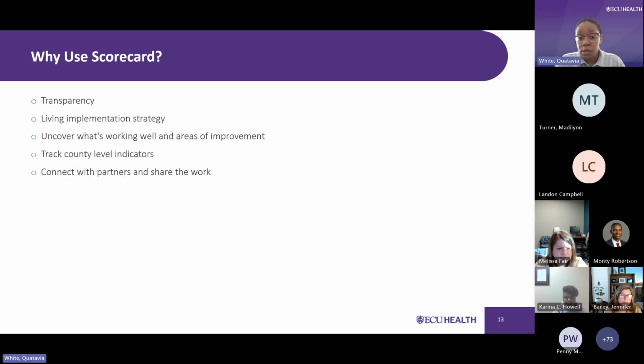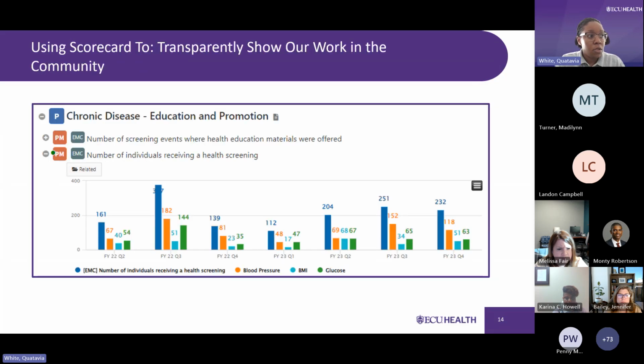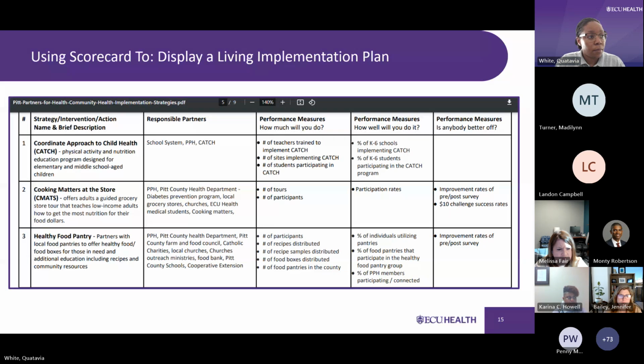So there's a few different reasons that we use scorecard, and I'll go through each of these over the next few slides. So the first is transparency. We're really able to use this platform to show the community what we're actually doing across our county. Next, we go from displaying our PDF version of our implementation strategies to actually having a living, breathing document.